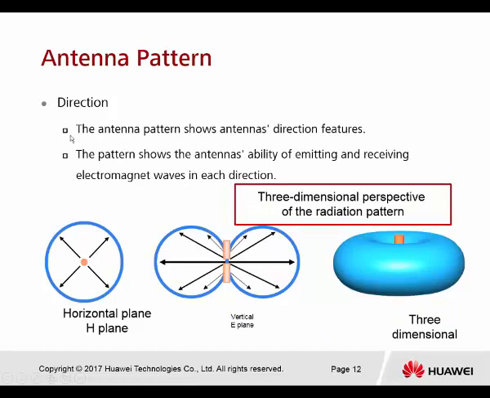The antenna pattern shows the antenna direction feature, so the ability of emitting and receiving the electromagnetic wave in each direction. When you look at the top view, the horizontal plane, you notice there is one big circle. It's 360 degrees. On the side view, the vertical, you notice this is the antenna, so they have two circles around the antenna.